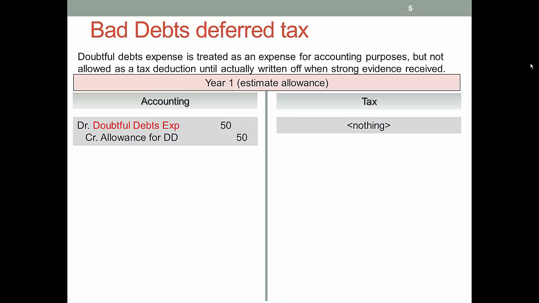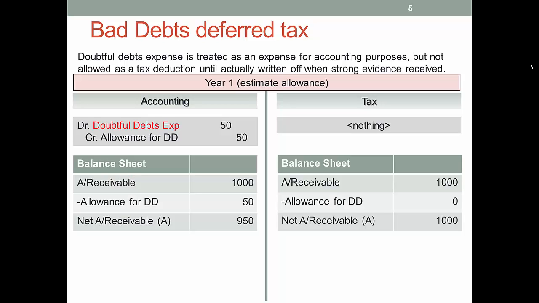Okay, so if you can't do that journal entry for tax purposes, what are the implications for the balance sheet? Well, if you have a look at the accounting and the tax-based balance sheet, you're going to see that they're different. Let's assume that accounts receivable is 1,000. For the accounting balance sheet, you're going to have an allowance of 50 because you just created it with that journal entry we just did. But you weren't allowed to create the allowance for tax purposes. So if you did a balance sheet using tax rules, the net accounts receivable would be 1,000.